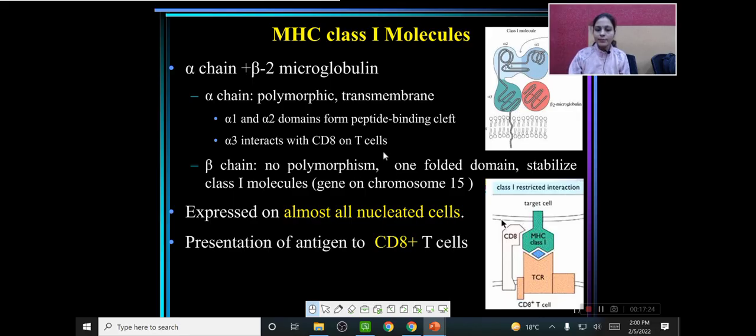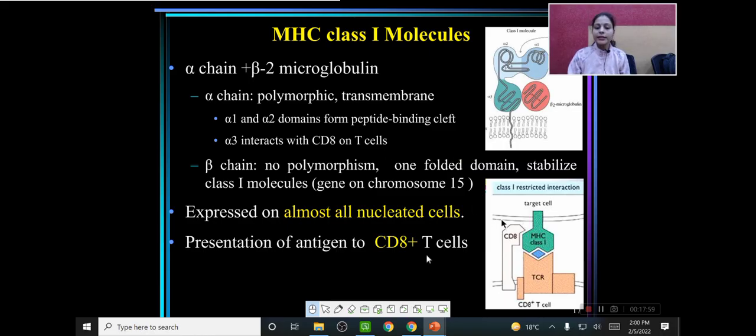Beta chain has no polymorphism because only beta 2 is present. Only one form of beta chain is present, that is beta 2. So there is no polymorphism in the beta chain. One folded domain stabilizes the class 1 molecule. The gene is on chromosome 15. It is expressed on almost all nucleated cells. Remember this: MHC class 1 molecules are present in all nucleated cells.